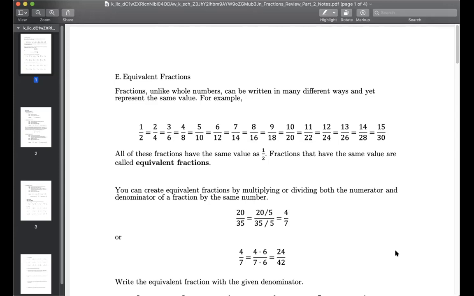So you should have your equivalent fractions notes open. We're going to review those now. We're going to start with equivalent fractions, get into multiplying and dividing, and then do some examples together.